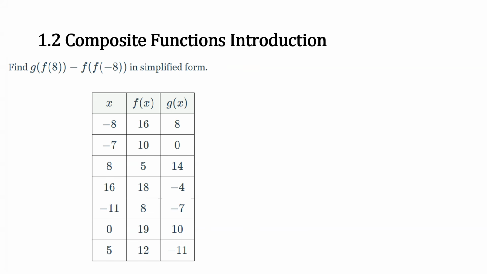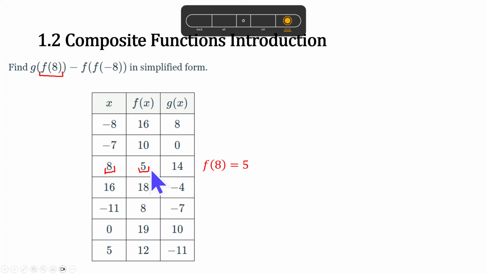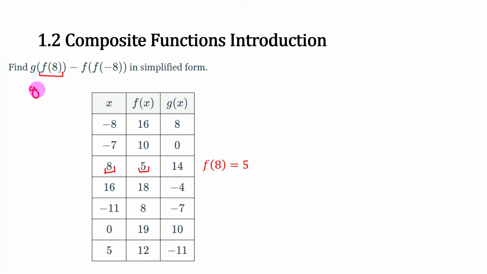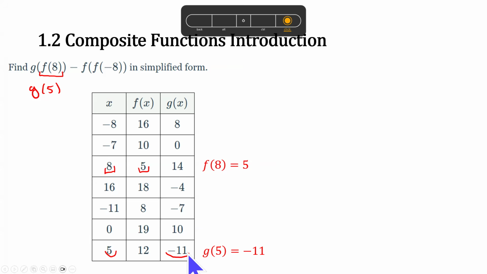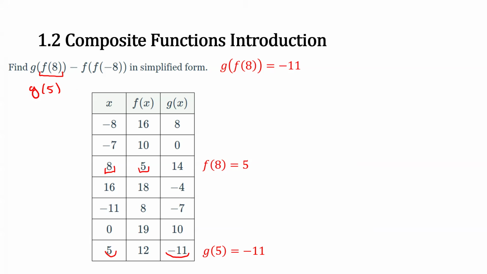Have you pause it here, work this one out, and come back and check your answers. Okay, so let's just start with f of 8. So here's 8, and we get 5. Now I'm doing g of 5. So I go to 5 and do the g and get negative 11. So my first term, g of f of 8, is negative 11.